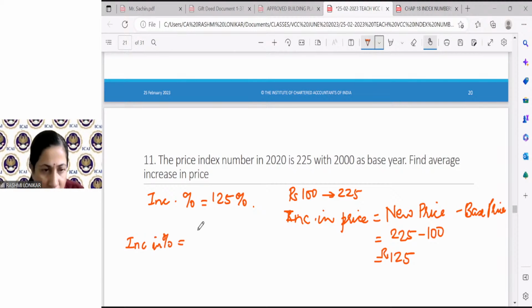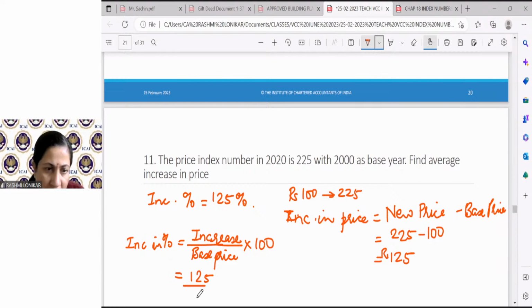This is equal to increase upon base price into 100. How much is the increase? 125 rupees. How much is the base price? 100 and into 100. So 100 will get cancelled. So you will have 125%. Is that clear?